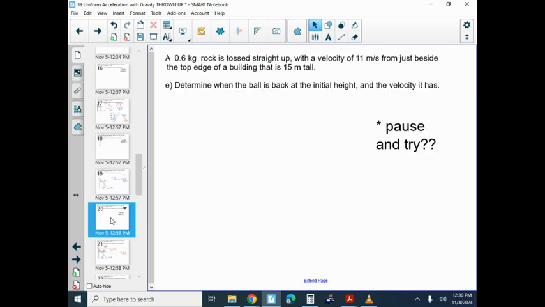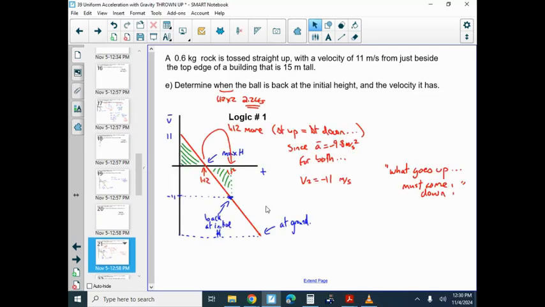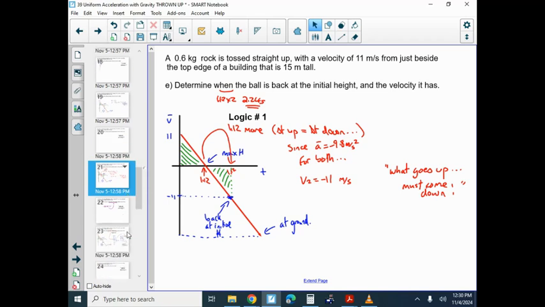Next question, determine when the ball is back to the initial height and the velocity it has. So when does it get back to the initial height and what velocity does it have? Pause and try if you'd like. The first way I'm going to go through this is with logic: it has the same acceleration on the way up as down, and it's going to take the same amount of time to change by 11 meters per second in both cases, whether you're going from 11 to 0 or from 0 to minus 11. So very logically, it's going to be another 1.12 seconds, and our final velocity is going to be minus 11, right? The what goes up must come down kind of logic of things. It's just something that's true, okay?